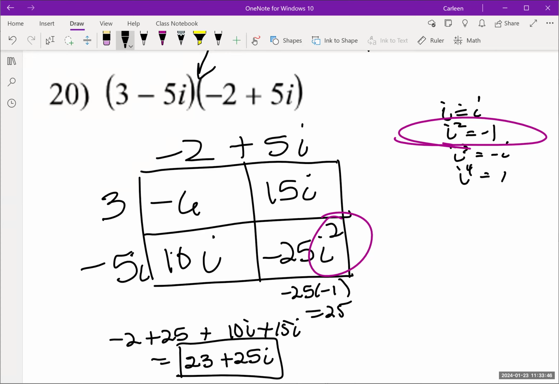Wait. Oh, that's not a 2. Sorry. It's a 6. 19 plus 25i.